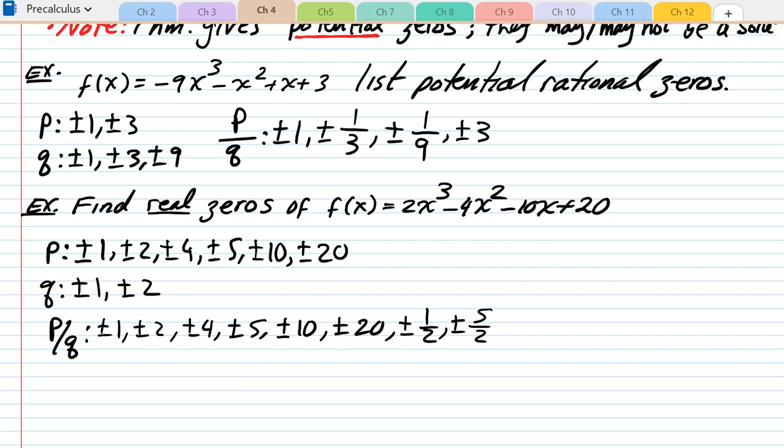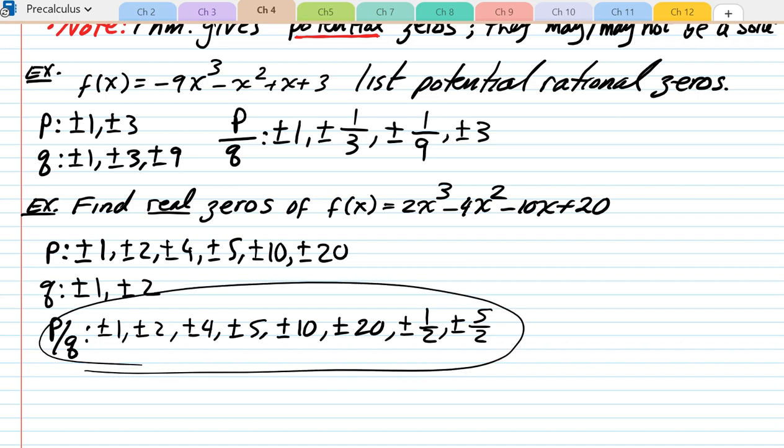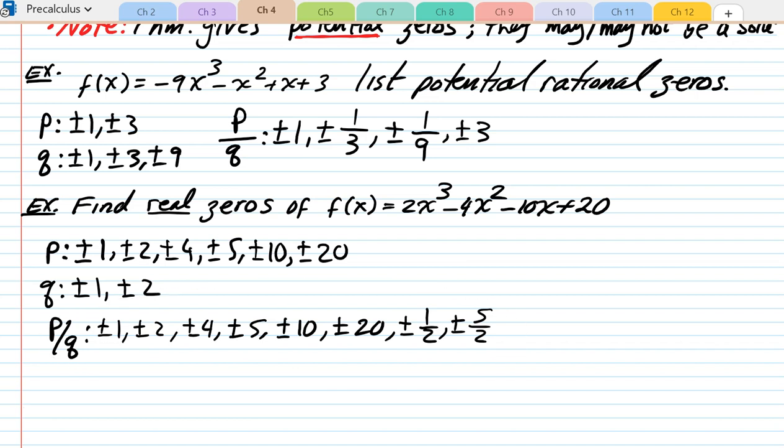This is the list of all candidates. Potential zeros. This is a third-degree polynomial. It has no more than 3 real solutions. And those 3, if all 3 are, which we don't know, if they are rational, it's going to be among these numbers. And we have to search and find them. Okay.